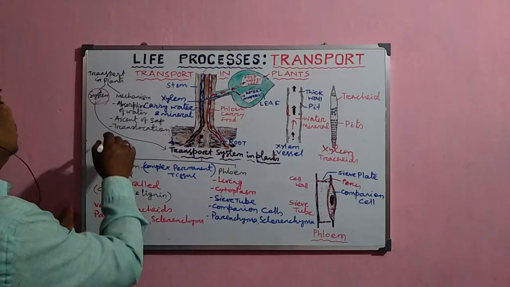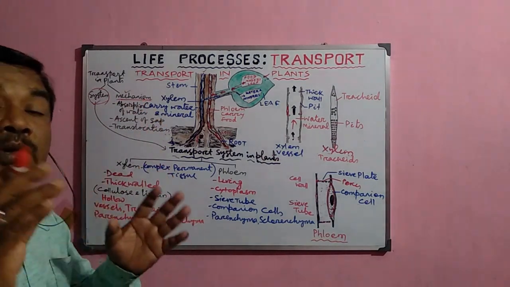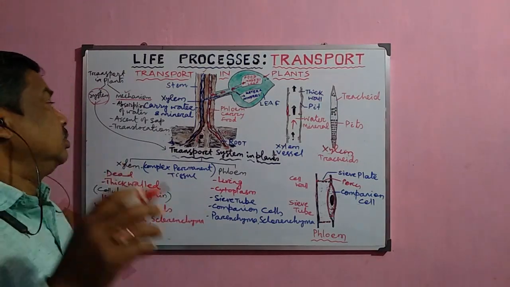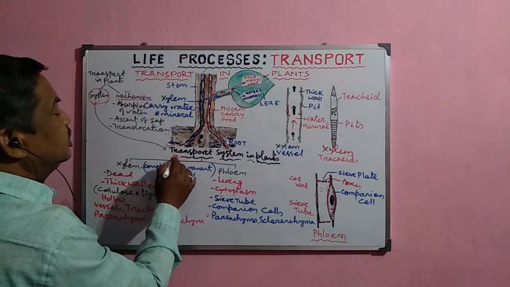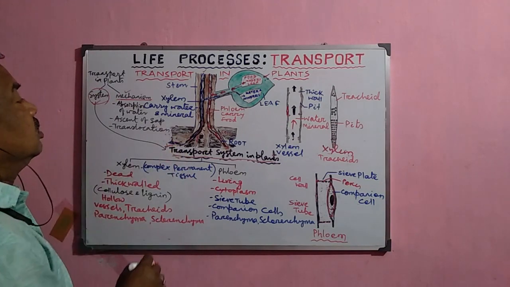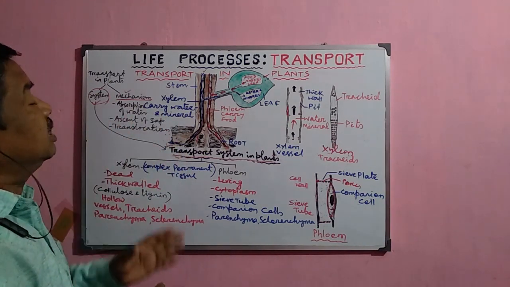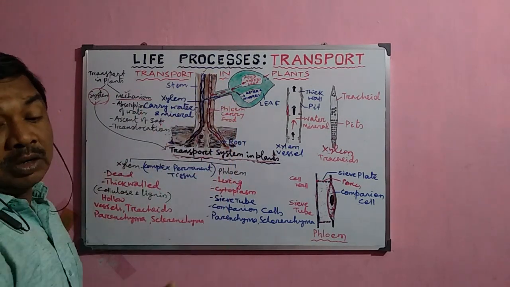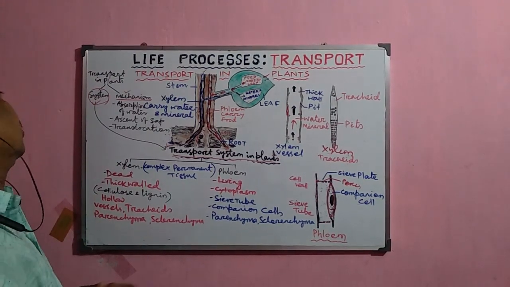Next, we shall study the mechanism of transport, how the materials are actually transported from one part to another. First, we shall study the transport system in plants. That means how the cells and the tissues actually receive this material, from which part to which part. That is why here we shall discuss this system.